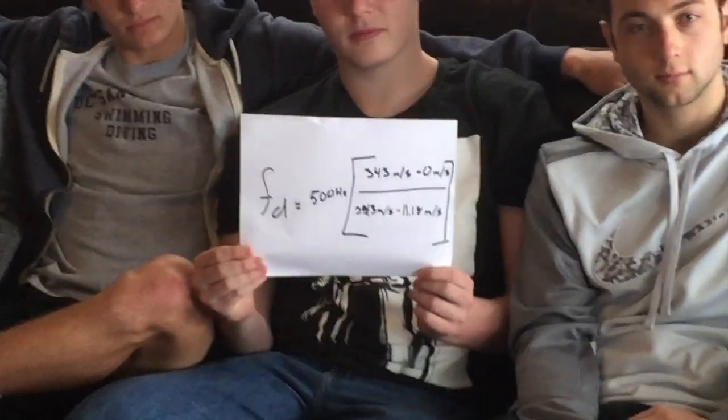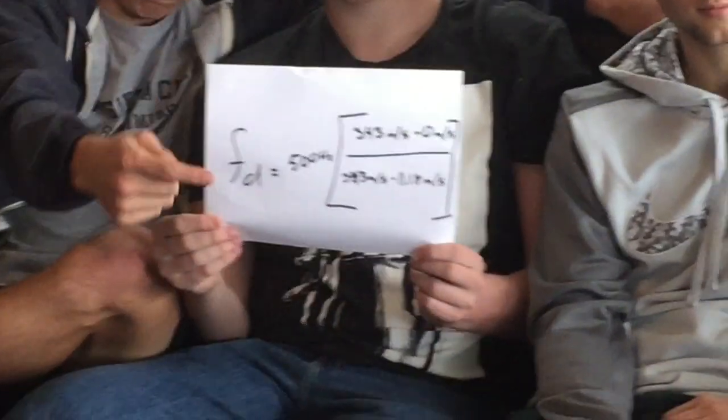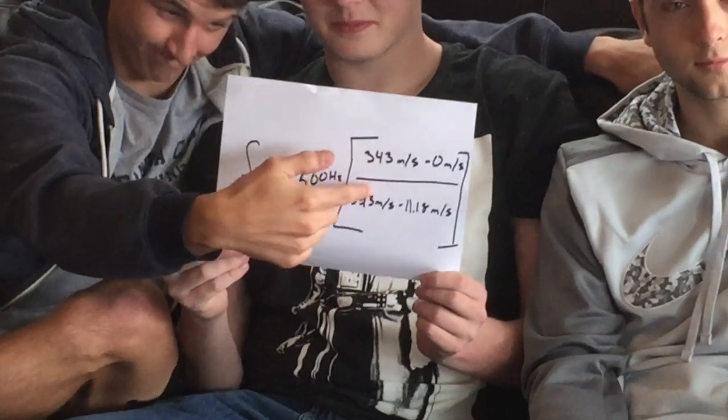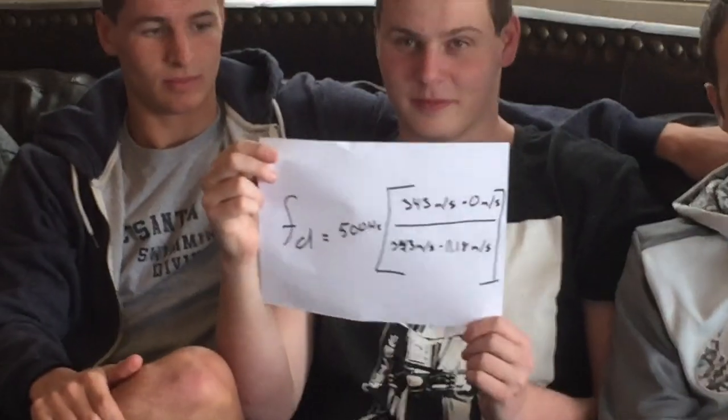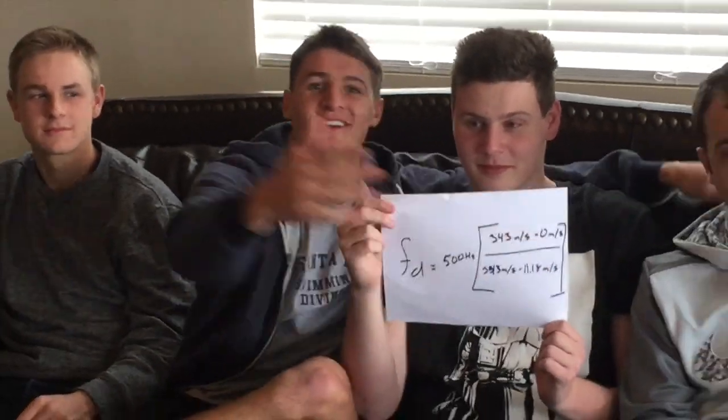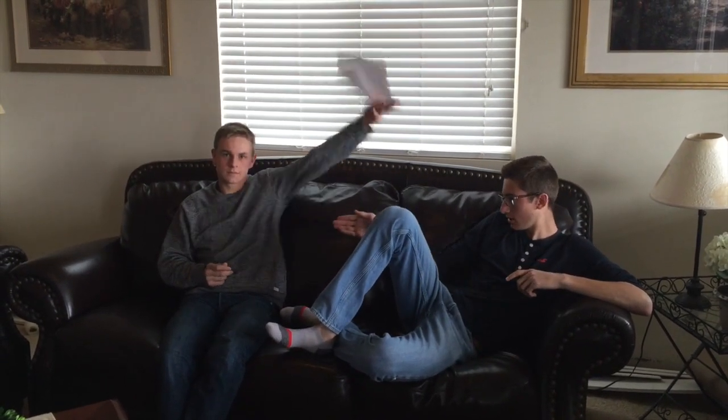Now let's calculate the frequency of the horn when the Jeep is traveling towards the observer. After plugging those values into the equation, we get frequency at detector equals 500 hertz times the quantity 343 meters per second minus 0 meters per second over 343 meters per second minus 11.18 meters per second, as shown by this paper, which gives us that frequency of the detector equals 516.85 hertz. So now we calculated the frequency detected of the Jeep horn as it traveled towards the observers.